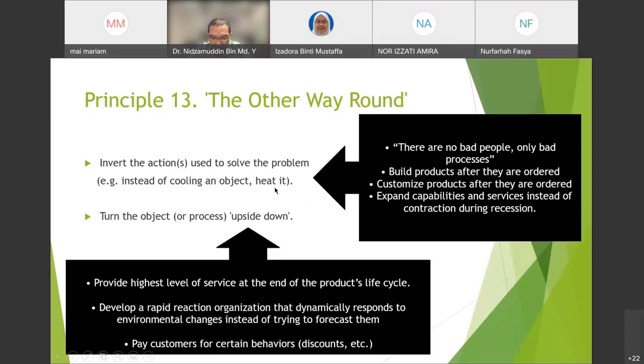The definition is: invert the action used to solve the problem. So in technical terms, like instead of cooling an object, heat it. But in management, an example is that there are no bad people, only bad process. Build products after they are ordered, or customize products after they are ordered. So the other way around, instead of you build, you produce and you sell.